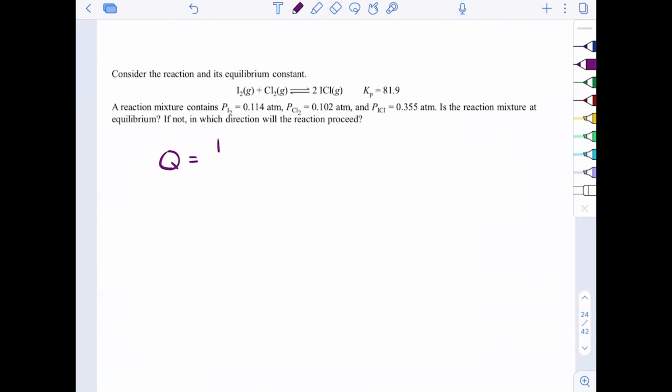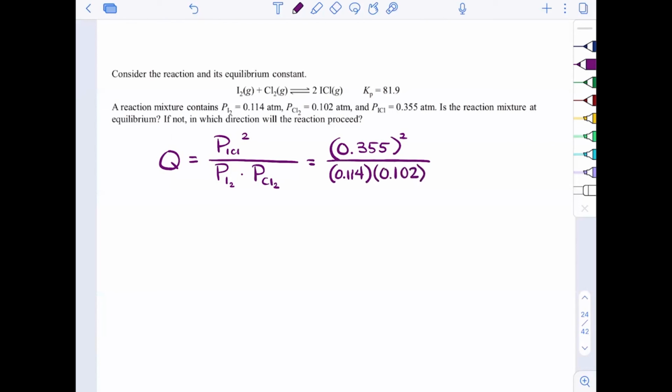Partial pressures of product over reactants. Let's plug in the values we have. 0.355 squared over 0.114 times 0.102. Now, we get a value of 10.8.